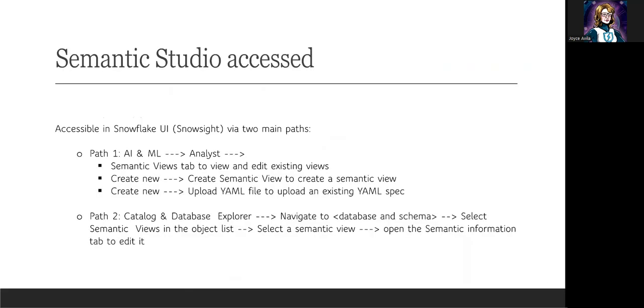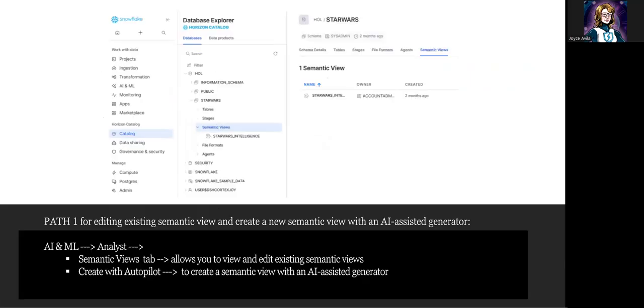Now that we have a better idea of what Semantic Studio is, let's learn how we access it in Snowflake. There are two accessible paths to Semantic Studio in Snowsight. Let's explore both of them. In the first path, you'll click on the AI and ML option from the Snowsight menu on the left. From there, you can edit existing semantic views. You can also create semantic views with an AI-assisted generator.